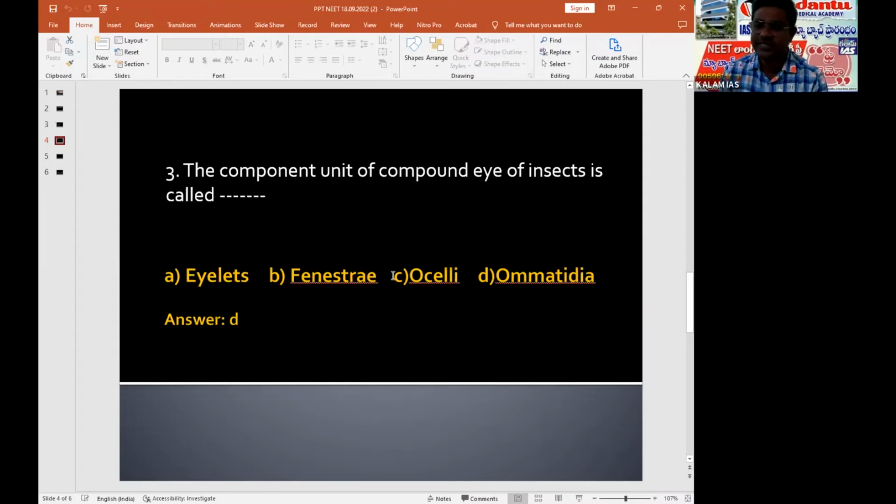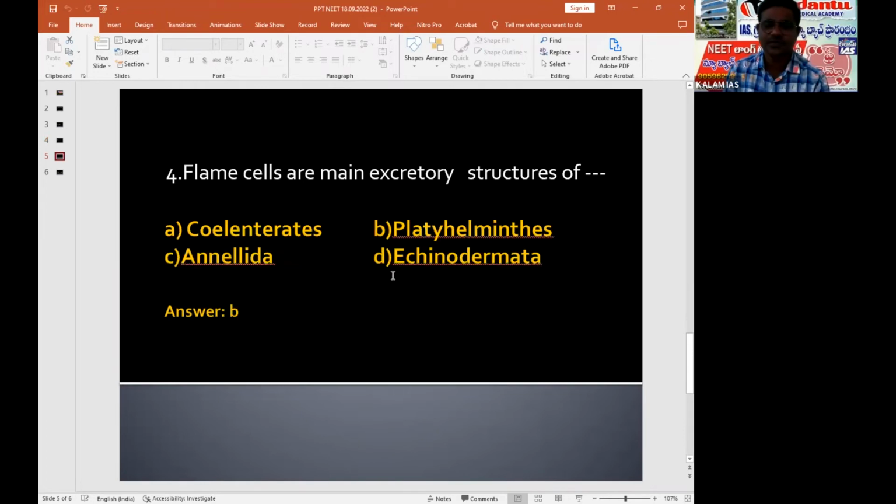See, in each ommatidium, we have photoreceptor cells also. Each ommatidium is capable of forming an image, and all the images collectively together form one image. So that is the importance of the ommatidia. This is one of the functional units of the compound eye. All the insects have this kind of eye, isn't it? Then go for the next question.